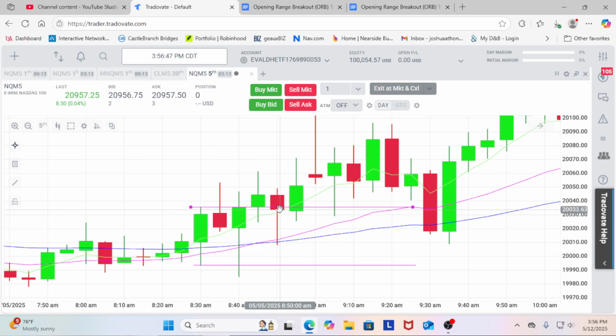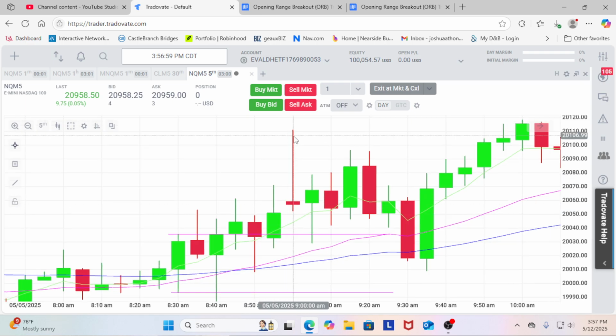So let's just say if I did hop in long on this candle at the price of 20,032, I would take it. There's 10 points there. There's 20 points there, and of course you can trail your profit if you'd like.